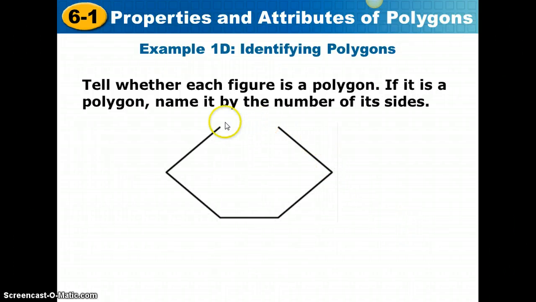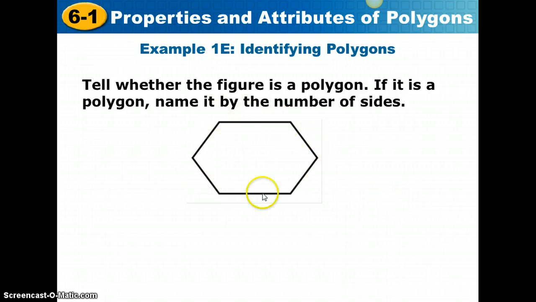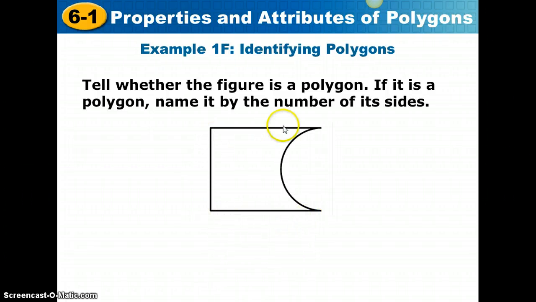This shape, we do not connect these two. There's nothing to connect these. These are a set of segments, but this is not a closed plane figure. That's the part of the definition that we're missing. This is not a closed plane figure, so it's not a polygon. This is a closed plane figure made up of segments, so it is a polygon with 6 sides, which is a hexagon. And lastly, 3 of these sides are formed by segments, and it is a closed plane figure, but the 4th side, as it were, is not a segment at all, but part of a circle. So this is not a polygon.